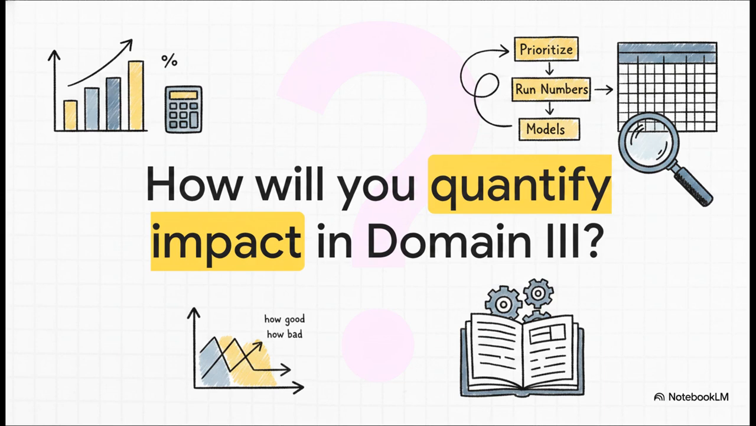Now that you've identified all these suspects, how on earth will you quantify their potential impact? You've built an incredible risk register, but your work isn't over. How will you run the numbers, apply quantitative models, and prioritize these findings when we cross over into Domain 3?